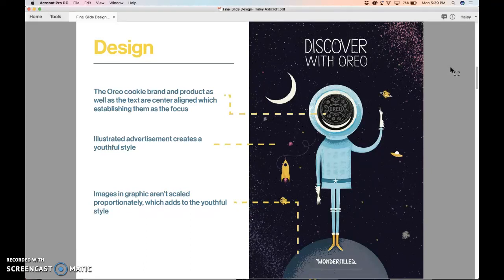This ad is also illustrated. If you notice in the top right corner and bottom left corner, there are paint splatters going on the image itself. This creates a very youthful style. The images in this graphic are also not to scale. Just take a look at the astronaut's head. It's much bigger than the rest of his body. The planet he's standing on is abnormally small. This also adds to the childlike wonder and creativity, because children don't really draw anything that's to scale or that matches real life. It's very unproportionate.